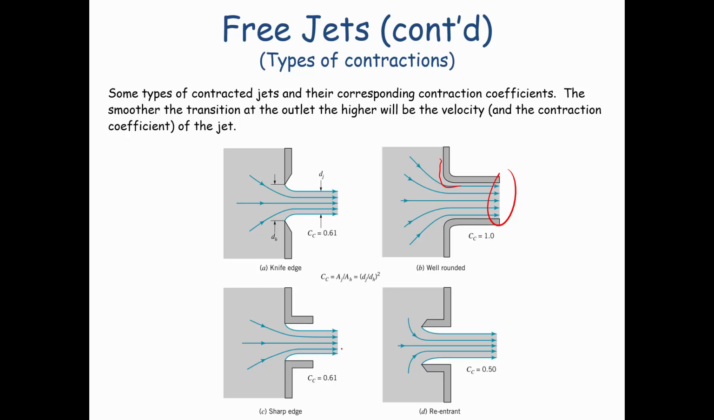For this sharp edge exit, the contraction coefficient is the same as the one in A, which is 0.61. And then for this one right here, the conditions are even worse than they were in either A or C as far as the contraction of the streamlines and the contraction of the jet. And so here the contraction coefficient is equal to 0.5.